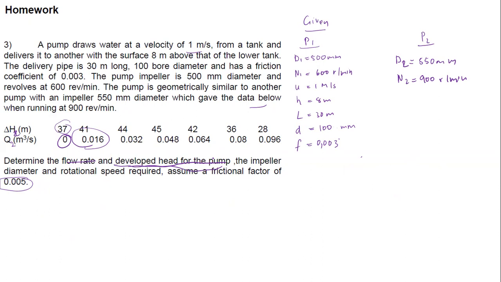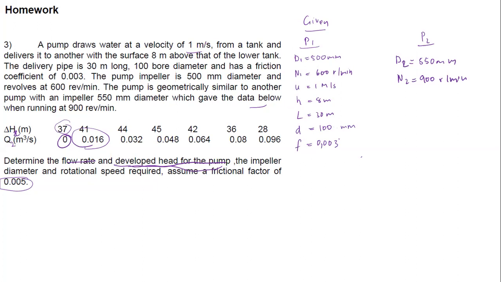But under pump number one, we were given some information that shows that we do not ignore other factors, right? Let's have a look. I'm going to redo this so that you can understand why I am saying we are not done in determining the head loss for pump number one. Remember they said to us, a pump draws water at this velocity from a tank and delivers it to another with a surface of 8 meters. This will lead to head loss as well, above that of the lower tank, because we have to lift the water from the lower tank. So above it, we're going to have 8 meters as our head.